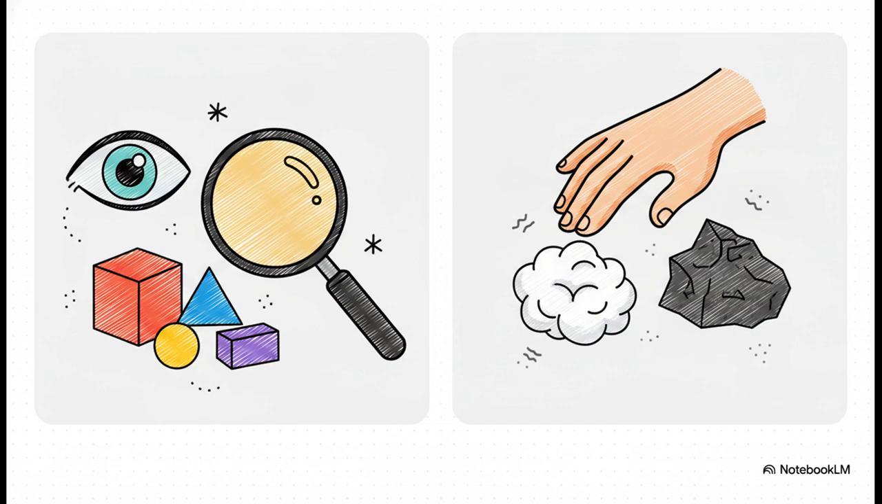Students learn that their eyes give them data about shape, color, and size. Then in Lesson 2, we introduce tactile properties. They learn that their hands give them data about texture and material. We're really just giving them the formal vocabulary for things they already experience every single day.